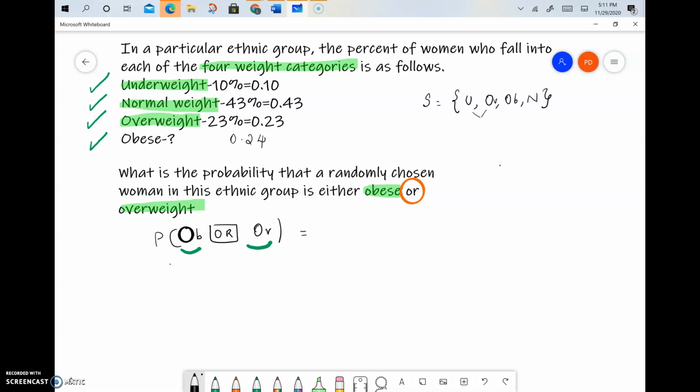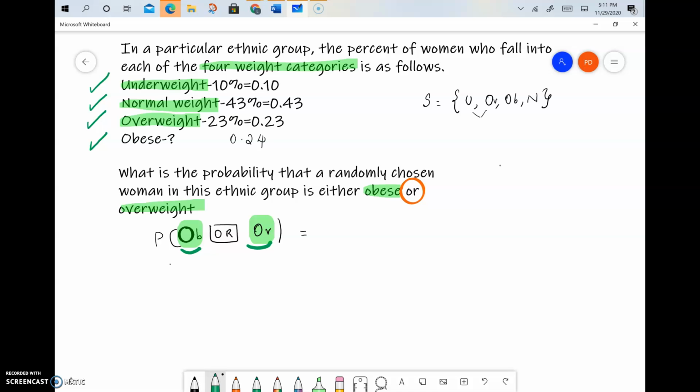Now, before we know which rule to apply, we need to determine whether the two events, obese and overweight, are disjoint or non-overlapping. So by definition, the two weight categories are non-overlapping. If someone's obese, they're not considered overweight, and if someone's overweight, they're not considered obese.